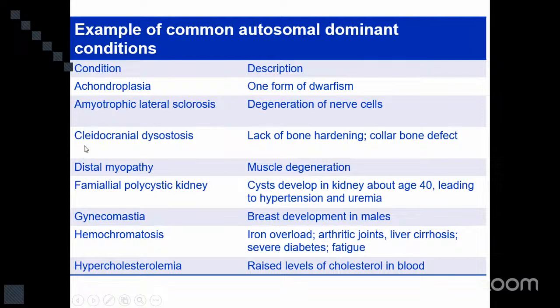And cleidocranial dysostosis, lack of bone hardening, polar bone defect, and stuff like that. Gynecomastia, breast development in males, hemochromatosis, iron overload, hypercholesterolemia, raised levels of cholesterol in the blood. Then we know how this can lead to some disease situation that can become fatal.